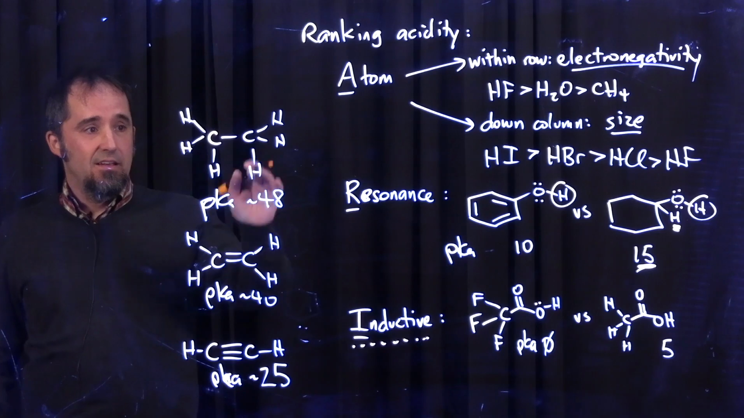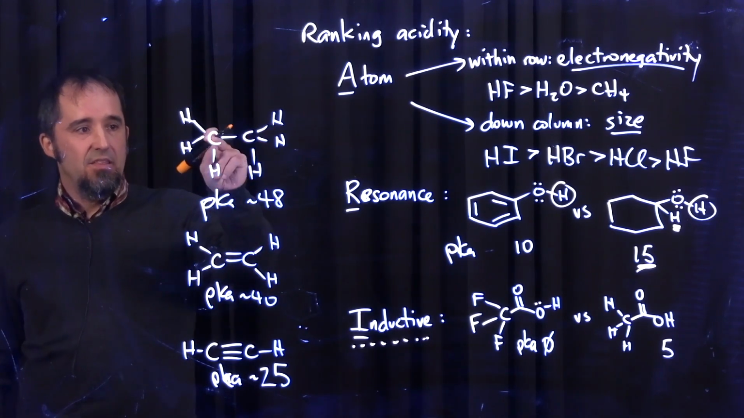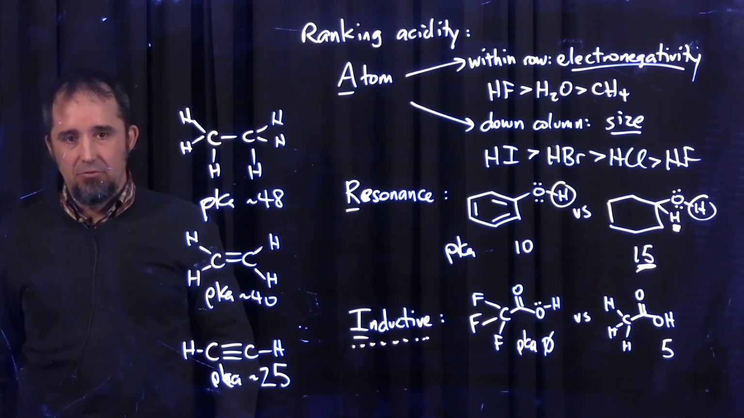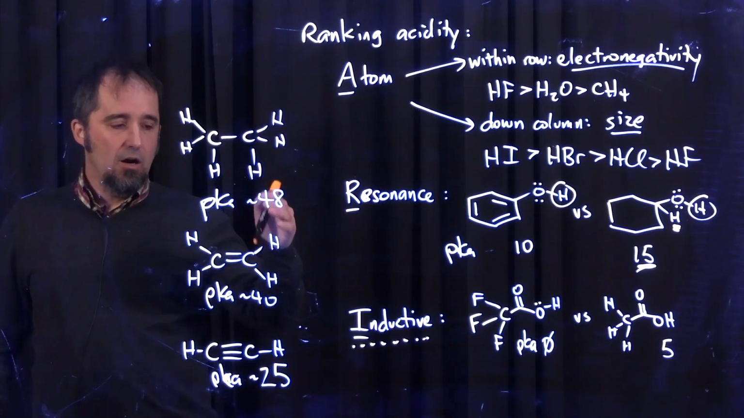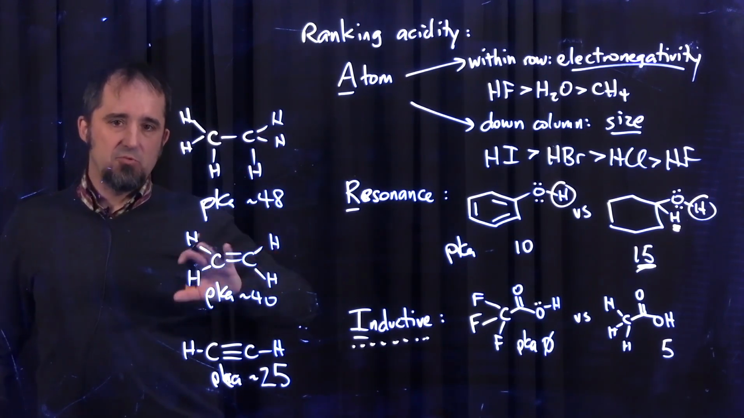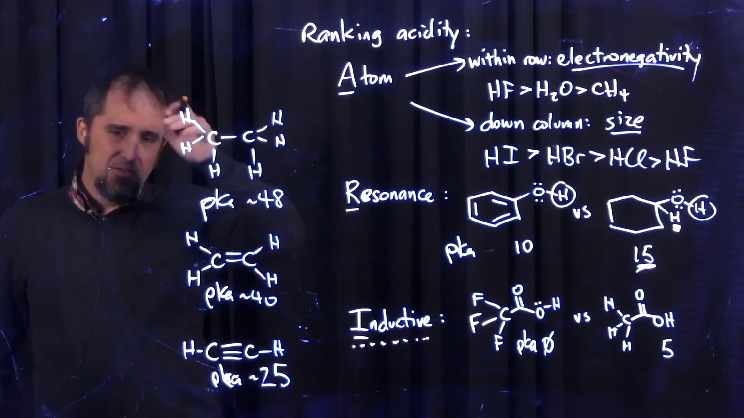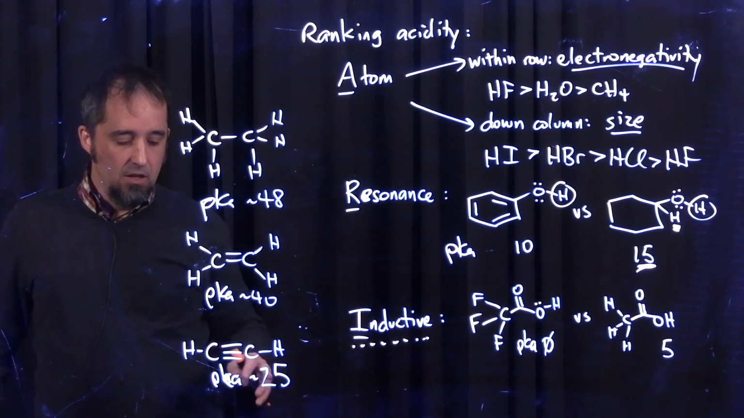But let's take a look. Here I've got ethane, ethene, ethyne. The only difference is here I have a carbon-carbon single bond, here I have a carbon-carbon double bond, and here I have a triple bond. The first two are a little dissimilar, but they're both just really, really bad acids, right? So 40 and 48, those numbers are so big, it's kind of like 1,000,000 and then 1,000,005 or something.